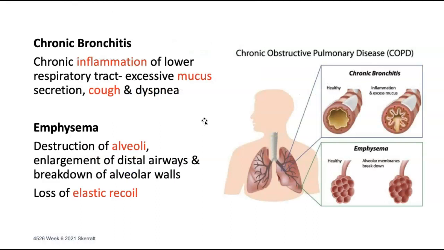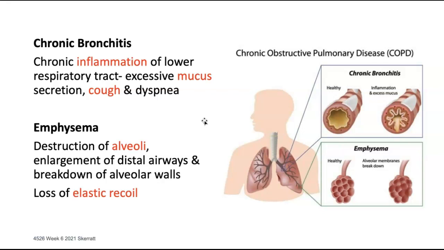So looking a little bit closer specifically at chronic bronchitis and emphysema. Chronic bronchitis is more about inflammation. So this is chronic inflammation of the lower respiratory tract, and it also goes along with excessive mucus secretion, cough, and shortness of breath. Those are typically what you see in chronic bronchitis. The bronchial walls become thickened, the bronchial lumen is narrowed, and a mucus plug may block the airway. There's large and small airway obstruction, which is associated with chronic irritation from smoking and recurrent infections.